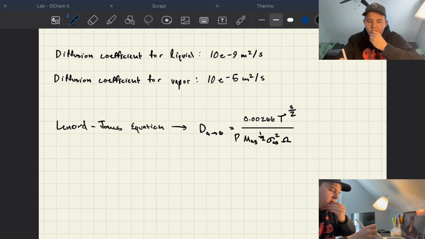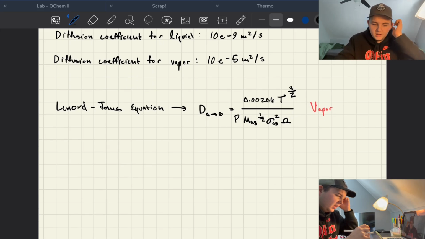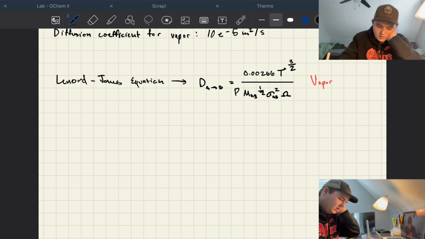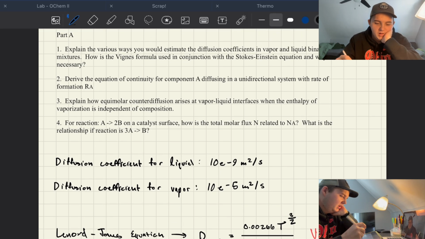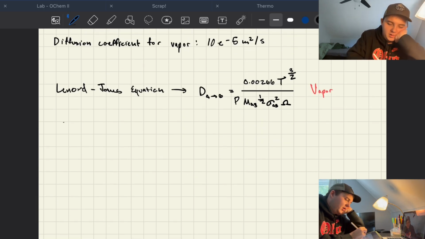Yes, so that's our Lennard-Jones equation, and this is used to find values for vapor when needed. So we can write over here vapor, and then for liquid, we use Navier-Stokes, or not Navier-Stokes, Stokes-Einstein. Sorry, I'm getting fluid mixed up. Up here we have our Stokes-Einstein equation. That's used for liquids, so we can move on to that.